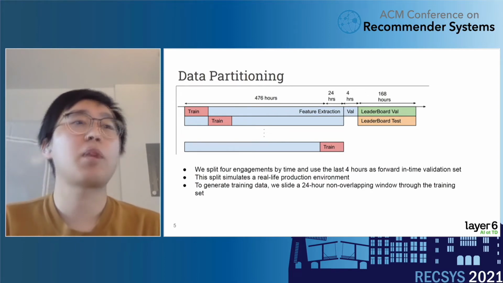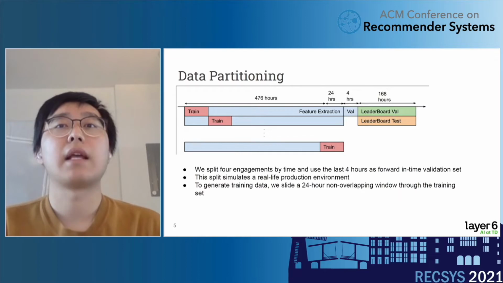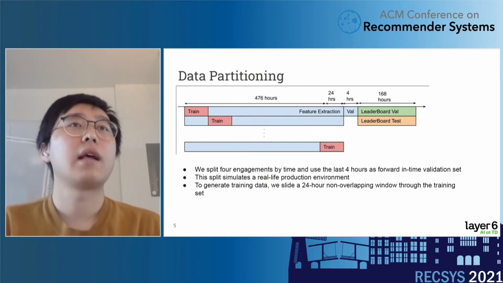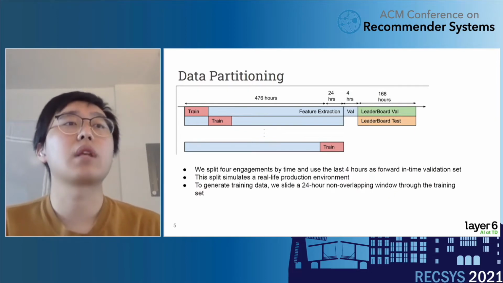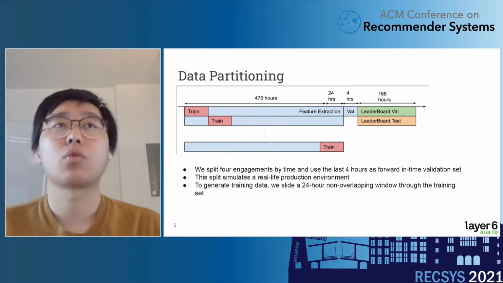In terms of data partitioning strategy, we split engagements by time and use the last 4 hours of the 3 weeks of released engagement data for validation, and the rest is for model training. And then to create the training set, we use a 24-hour non-overlapping sliding window approach through the training period, as you can see in the graph.